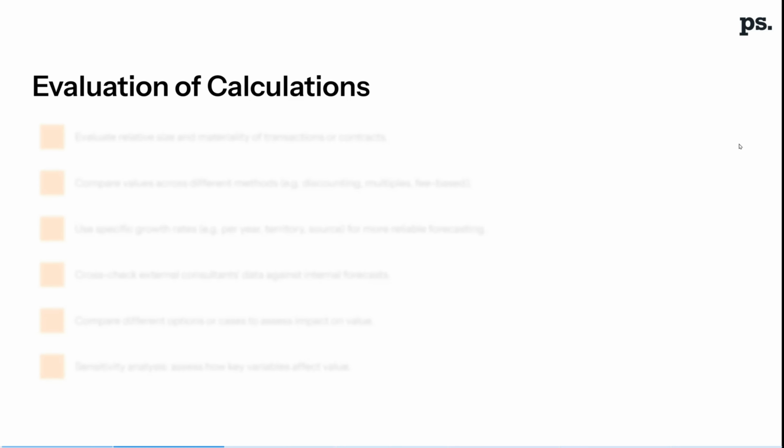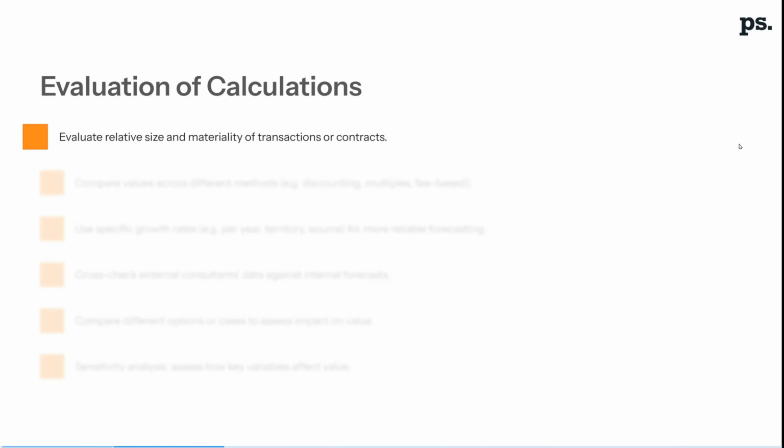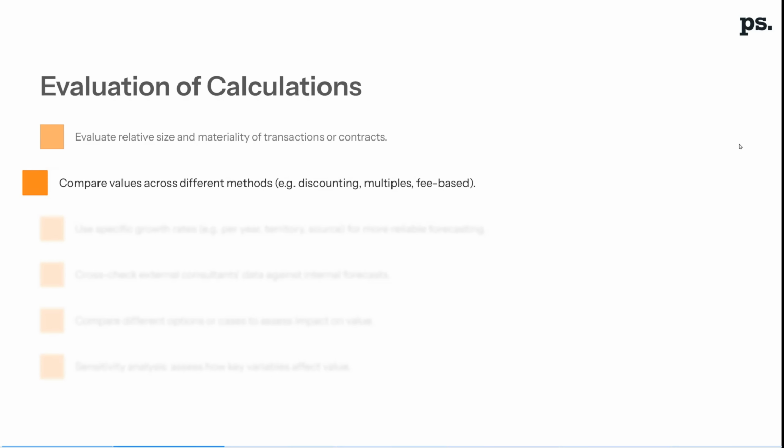So evaluation of calculations. This will always generate quite a few different marks. So evaluate the relative size and materiality of transactions or contracts. You could compare the size of the project that you've evaluated with the financial modelling work to a previous project where that's mentioned in the advanced information. Compare values across different methods, so discounting, multiples, fee-based methods. Can we say anything about how the method affects the calculation? Or are there different methods that we could use to improve the financial model?